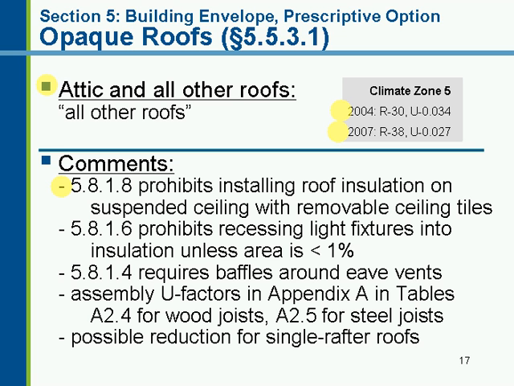It may be installed perfectly, but after a while somebody's poking around up there, they push up the ceiling tile to work on the mechanical equipment or on the lighting. The ceiling insulation never gets back to where it was, and so you have these gaps. So it's not allowed to install it on those removable ceiling tiles. Another section, 5.8.1.6, prohibits recessing light fixtures or other elements for that matter into the insulation unless their area is less than 1% of the area.